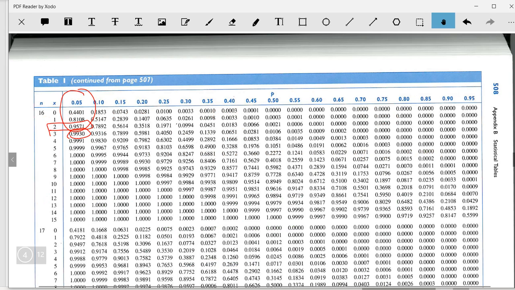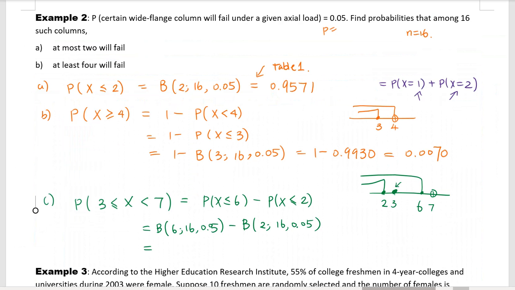Alright, so what is that? You can see for 6, we get 1, and for 2 it is 0.9571. So 1 minus 0.9571, the answer is 0.0429. Okay? So this is how we can use the CDF to compute.